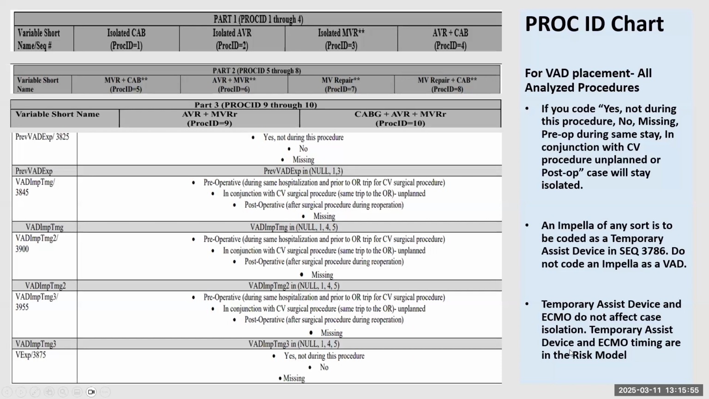Temporary assist devices and ECMO timing are in the risk model. We talked about that last week. So they affect the risk model depending on when they're placed. Pre-op placement affects the risk model, meaning they go into the OR for their index procedure with those devices in place. That, of course, adds risk to your procedure. But they do not affect this PROC ID chart at all.